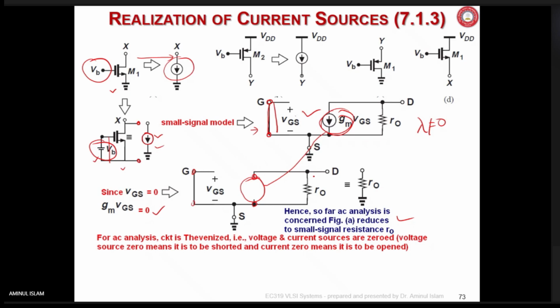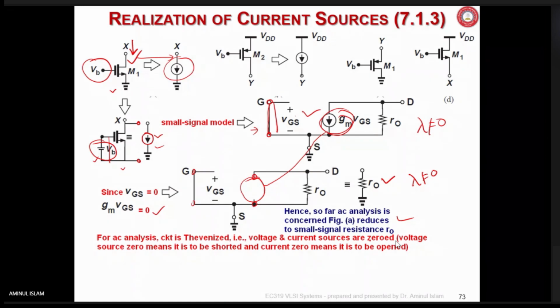And then remaining is only RO, and that is the resistance. So of this current source, the output resistance or resistance looking from here is nothing but RO if lambda not equals to 0. Means CLM is not neglected. Okay, for AC analysis, circuit is Thevenized.